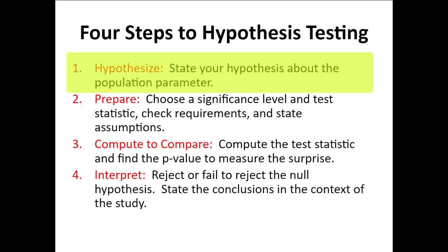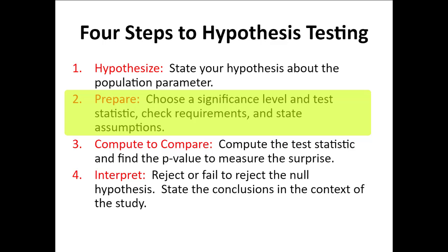So the first step of hypothesis testing is writing your hypotheses. So you're going to state your null and your alternate hypotheses in terms of the population parameter. So you're going to either use P if it's a proportion or mu if it's a mean. The second part is you're going to choose your significance level. So you're going to choose your alpha ahead of time. And you're also going to find the test statistic, in this case the ZCrit, that matches your significance level.